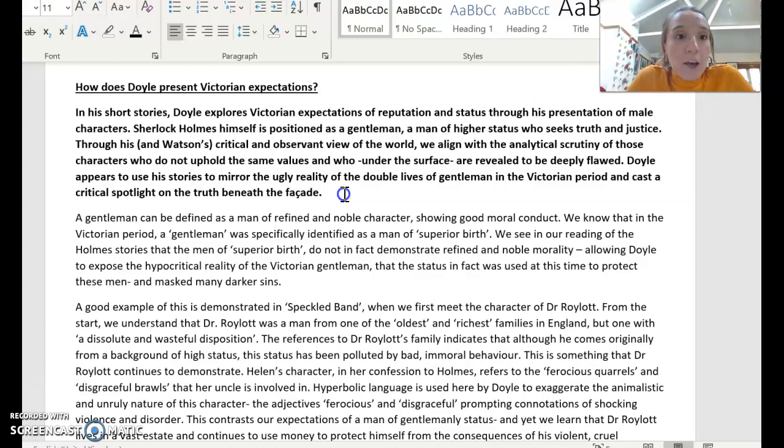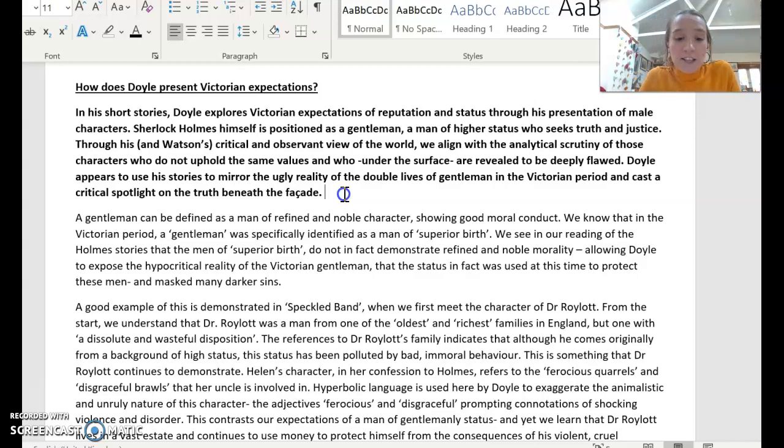So what have I written? Well, in his short stories, Doyle explores Victorian expectations of reputation and status through his presentation of male characters. Sherlock Holmes is presented as a gentleman, a man of higher status who seeks truth and justice. Through his and Watson's critical and observant view of the world, we align with the analytical scrutiny of those characters who do not uphold the same values and who, under the surface, are revealed to be deeply flawed. Doyle appears to use his stories to mirror the ugly reality of the double lives of the gentlemen in the Victorian period and to cast a critical spotlight on the truth behind the facade.